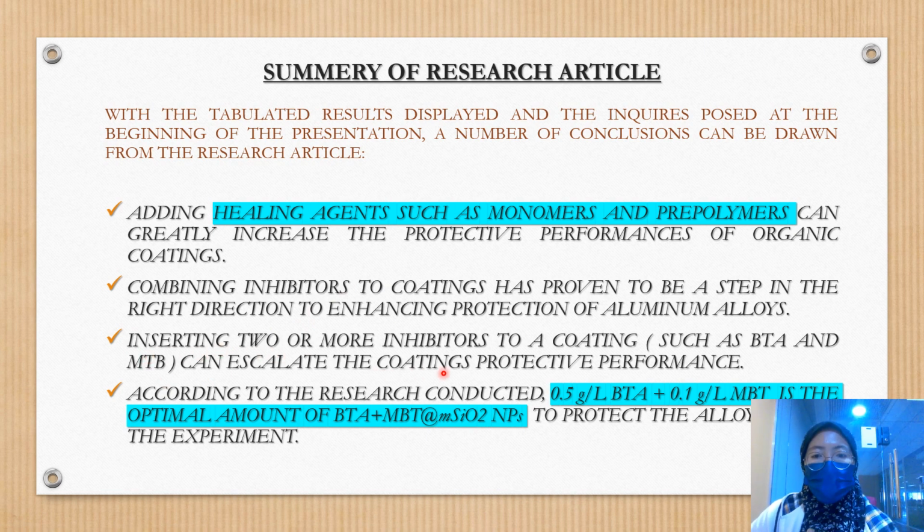And then inserting 2 or more inhibitors into the coating. The question previously was, can 2 or more inhibitors be better at increasing protection performance? Yes, it's actually better to add 2 or more inhibitors because, as we saw in the previous picture, the ones with only one inhibitor are yellow zones, while the ones that are a combination of both are green. And then, according to the research conducted, what's the optimal amount of inhibitors used? As I've stated just now, 0.5 gram per liter of BTA and 0.1 gram per liter of MBT is the optimal amount of the solution to protect the alloy sheet.